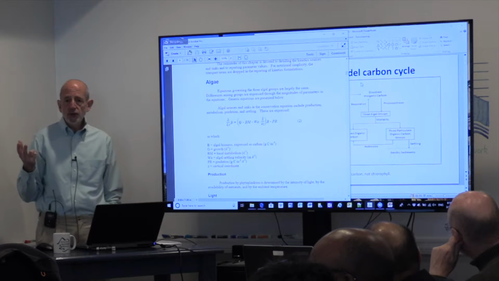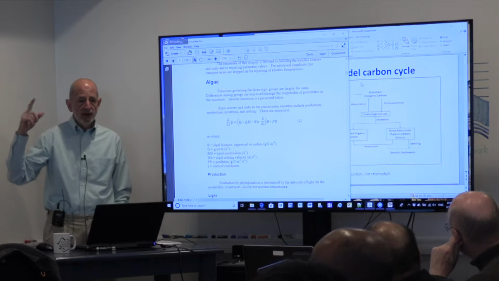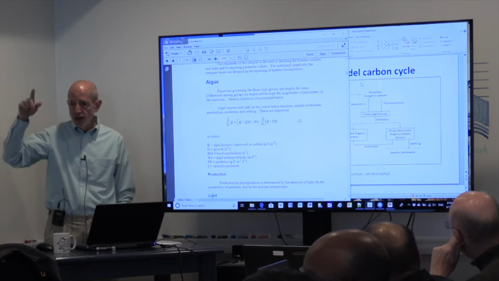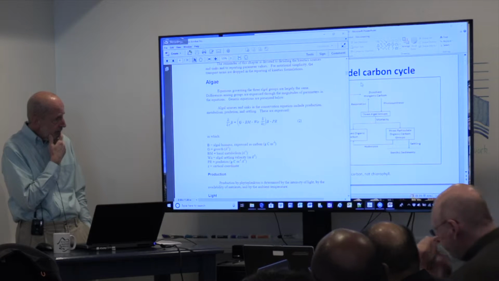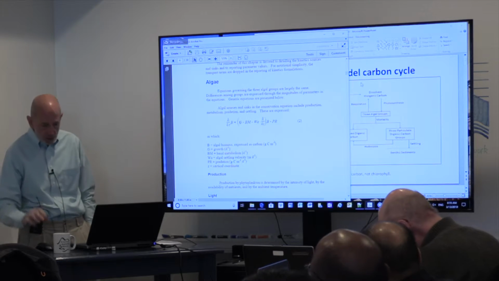Okay, so two things determine algal production: the availability of light and the availability of nutrients. And if you want to subdivide, the nutrients that are required for these algae are nitrogen and phosphorus.